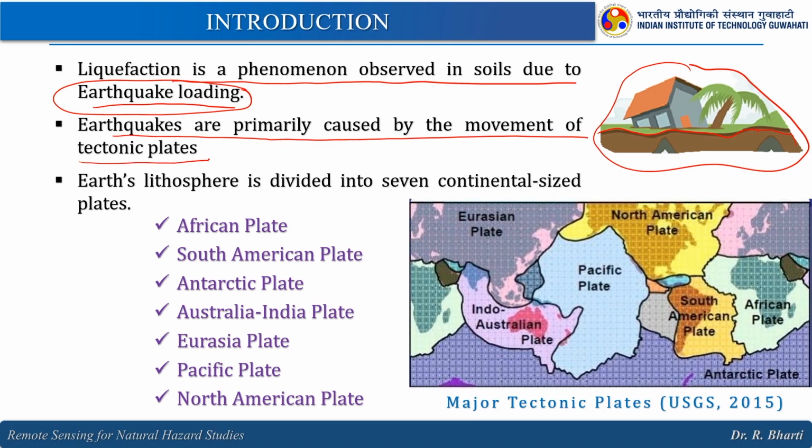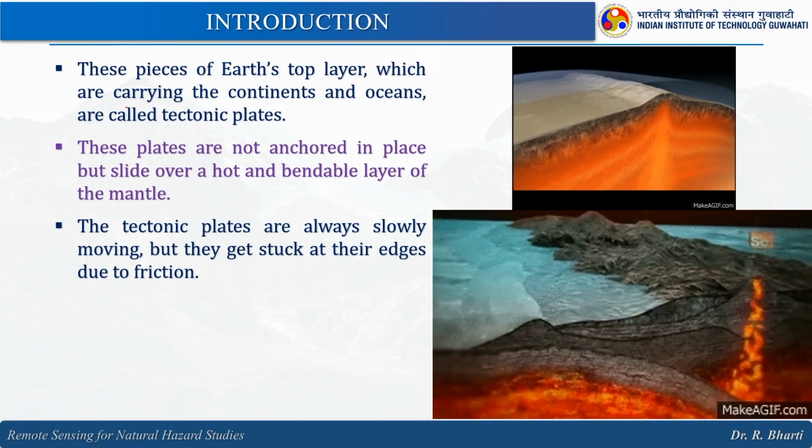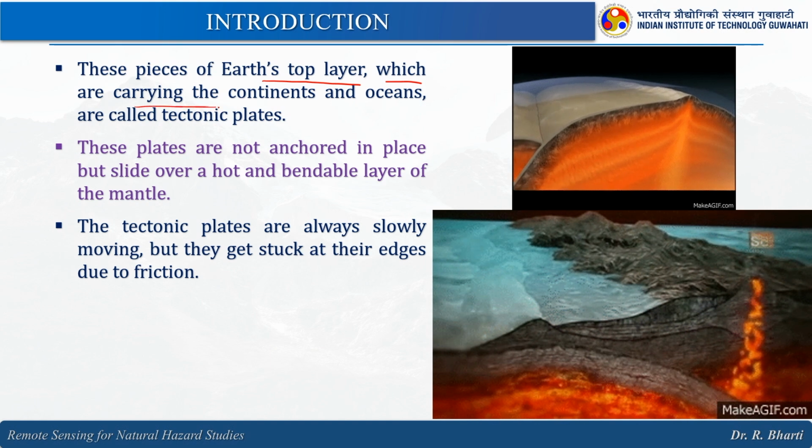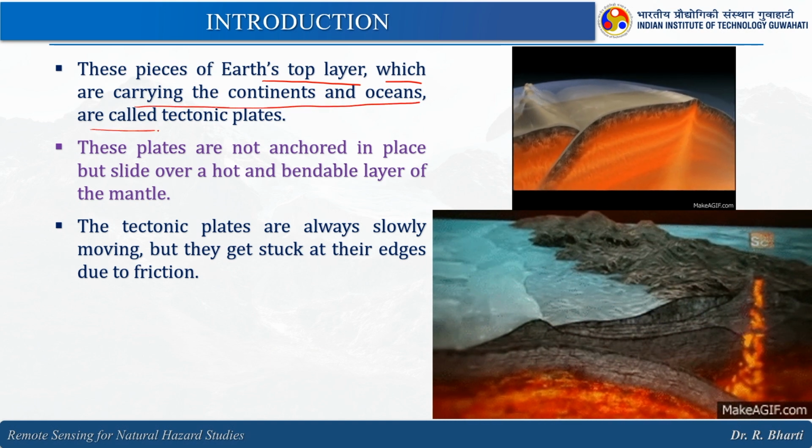I hope you all must be aware of it, and you also know that Earth's lithosphere is divided into 7 continental sized plates. So the first one is the African plate, then we have the South American plate, Antarctic plate, Australia India plate, Eurasian plate, Pacific plate and North American plate. So here it is given. This is from USGS and it was given in 2015. When we see these tectonic plates, basically these pieces of Earth's top layer which are carrying the continents and oceans are called tectonic plates.